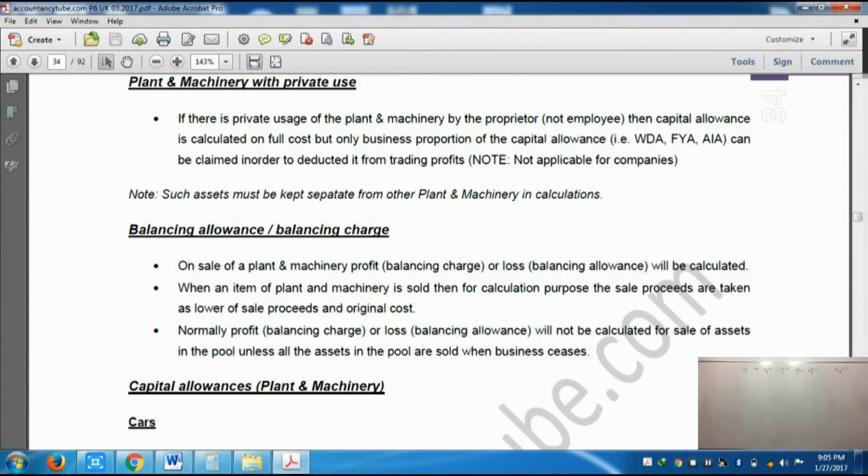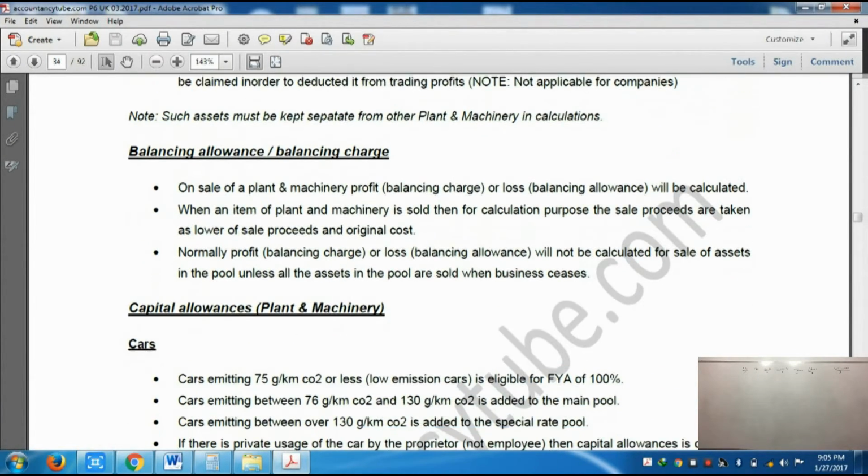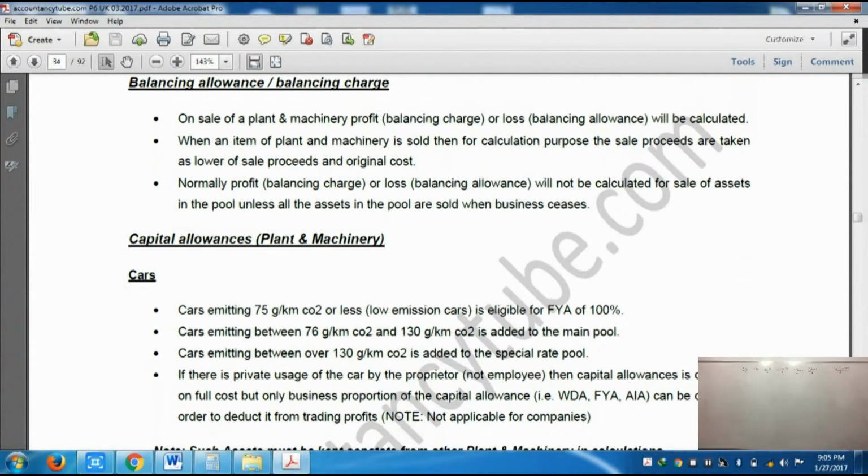Now when you sell an asset after using it for some time, say for example you bought an asset and used it for a year, obviously that asset would have been depreciated. After using it for one year, you then sell it. Now we have to see the market value when you sold it. If you sold for more than market value, you made a profit, so that will be chargeable to tax. If you sold for less than market value, then you incurred a loss and you won't pay any tax. You will get relief instead. That's what it says in the notes, balancing allowance or balancing charge.